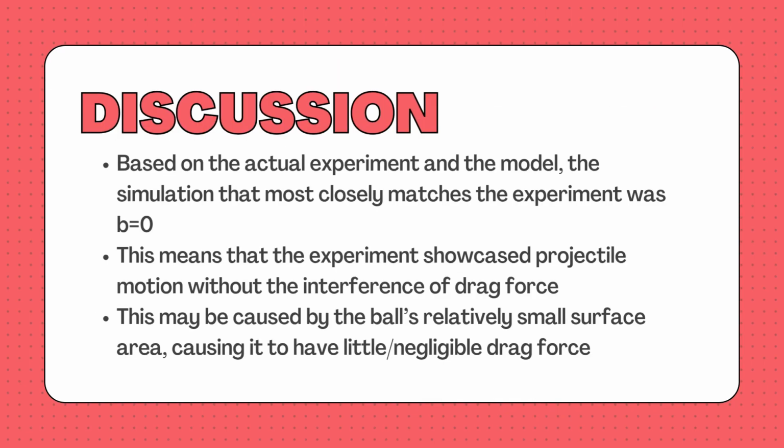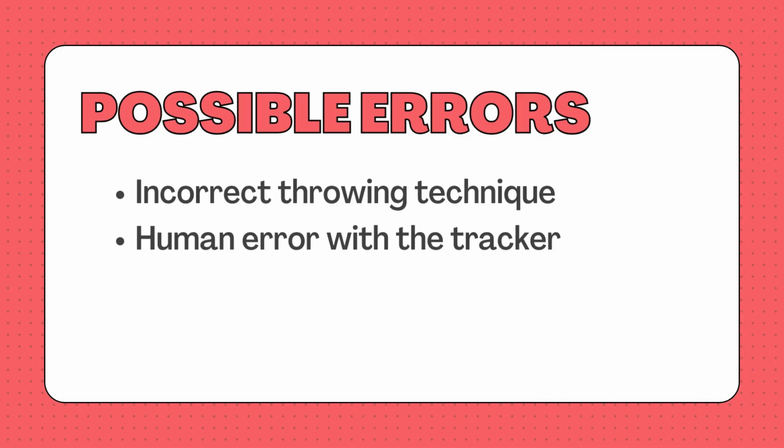Regarding the discussion, based on the actual experiment and the model, the simulation that most closely matches the experiment was b equals 0, aka no drag force. This means that the experiment showcased projectile motion without the interference of drag force. This may have been caused by the ball's relatively small surface area, causing it to have little or negligible drag force. Some possible errors in this lab are incorrect throwing technique and human error with Tracker. However, these errors do not pose a significant challenge as the tracker was started as soon as the ball left the thrower's hand, and the data, while still not perfect, still followed a general trend that fit one of the simulations.